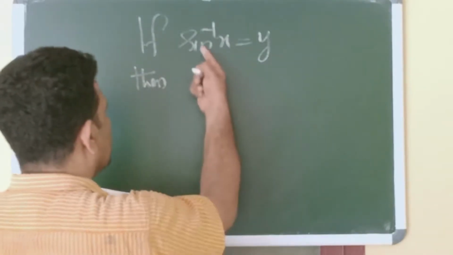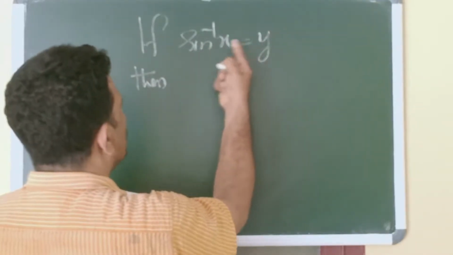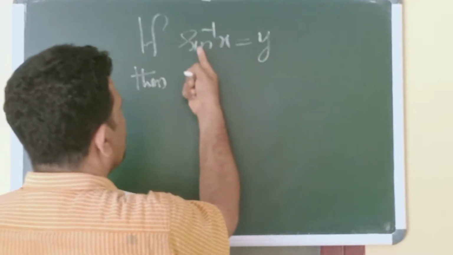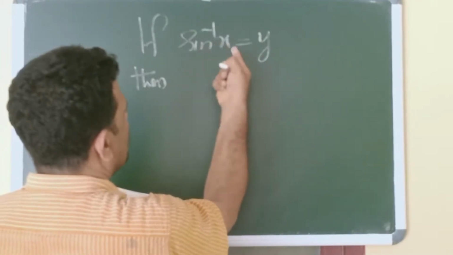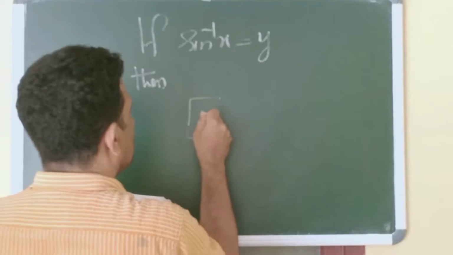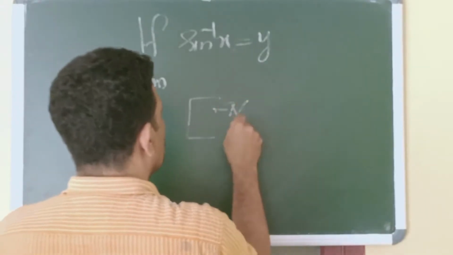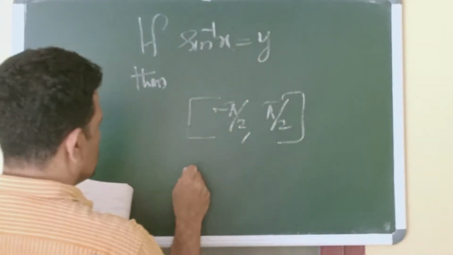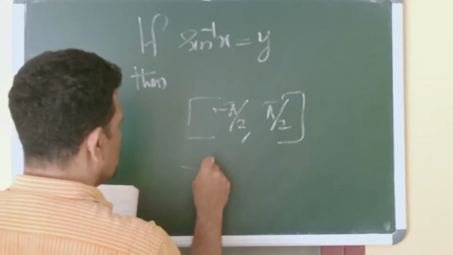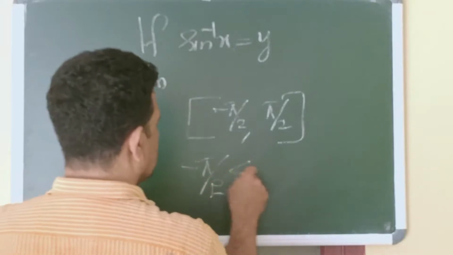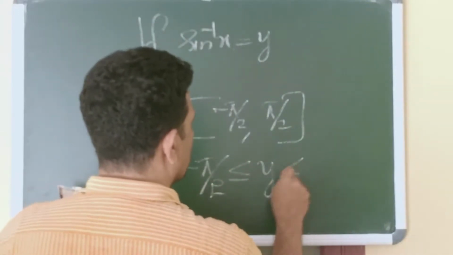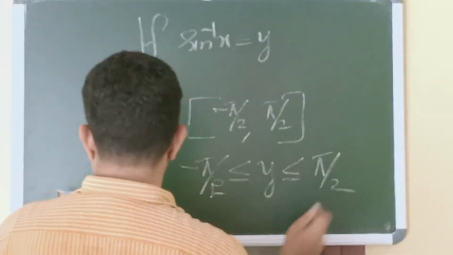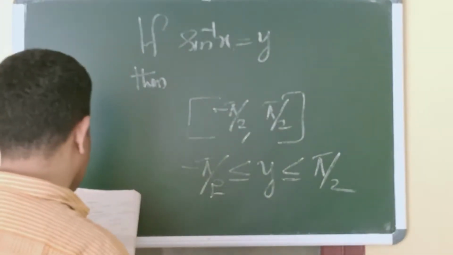Here we can see that sin inverse x is y, therefore x is sin y. Therefore we have to take the range or principal branch of this function, that is the closed interval minus pi by 2 to pi by 2. So minus pi by 2 less than or equal to y less than or equal to pi by 2. Therefore the answer is the second one, that is option B.